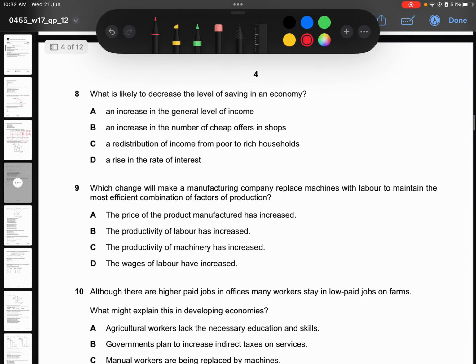What is most likely to decrease the level of saving in an economy? An increase in the general level of income. Now, when income increases, you're likely to save more. An increase in the number of cheap offers in shops. This might be a correct answer. Let's look at the other options.